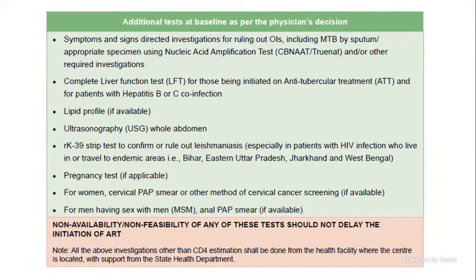Yeah, see the bottom line: what we are saying is that non-availability or non-feasibility of any of these should not delay initiation of antiretroviral therapy. And the other tests that you are seeing here, for example RK39 that we use for Kala-Azar in endemic areas, and certain other tests like liver function and lipid profile, are all good to do. But if the patient cannot afford them, or they are not available within the public sector, we should not limit the patient or delay initiation of antiretroviral therapy. Next slide.